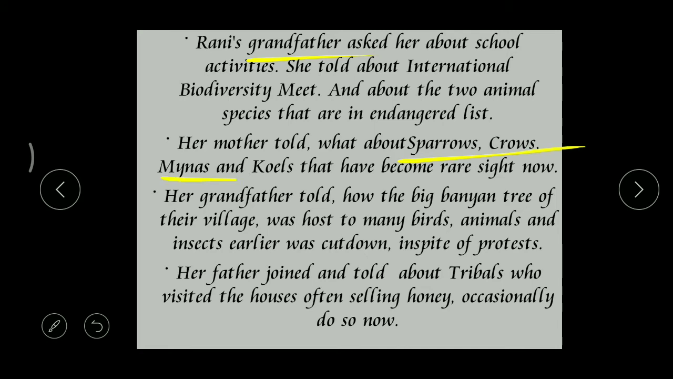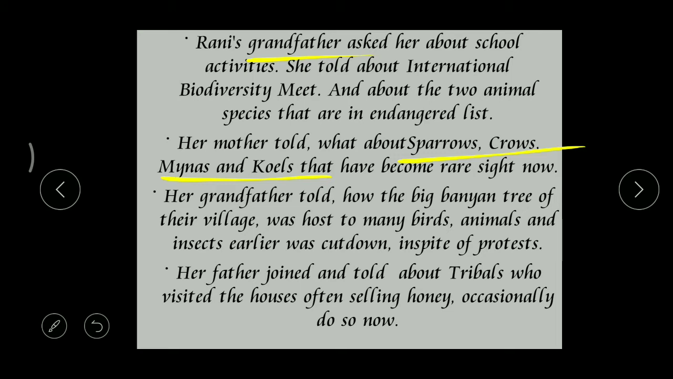Then her mother also said, you are talking about only those two, but what about the sparrows, crows, mynas, and quails? Actually, in our childhood days the number of these birds was very, very high. But now the number is getting very, very less. And what about these birds? Are they not on the threatened list?